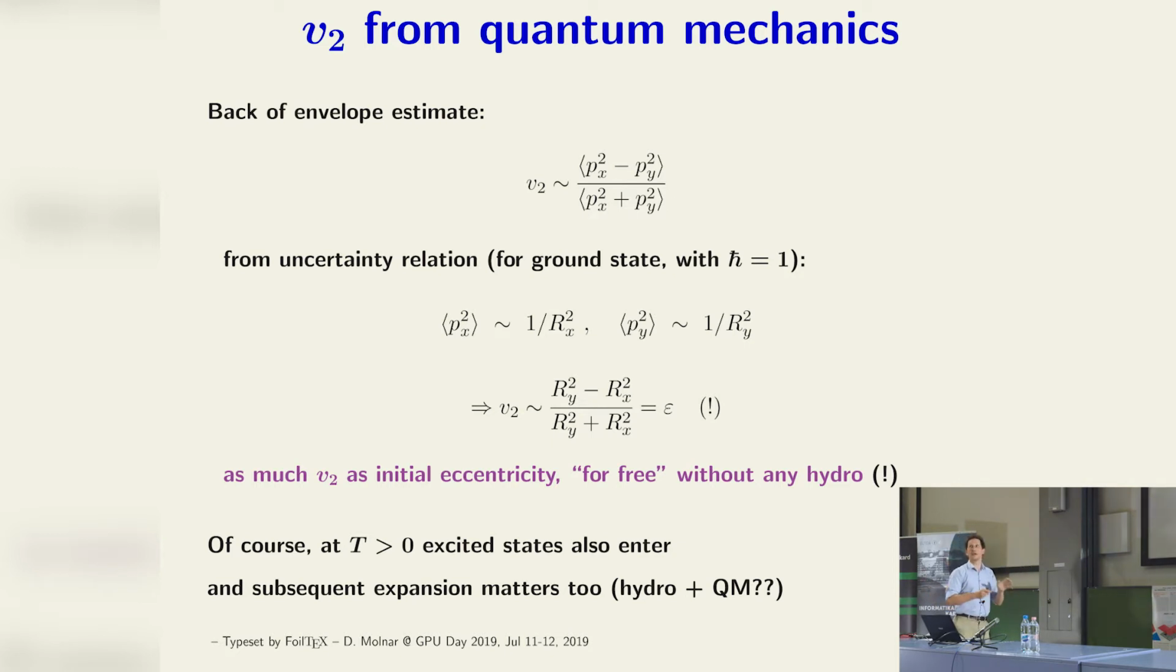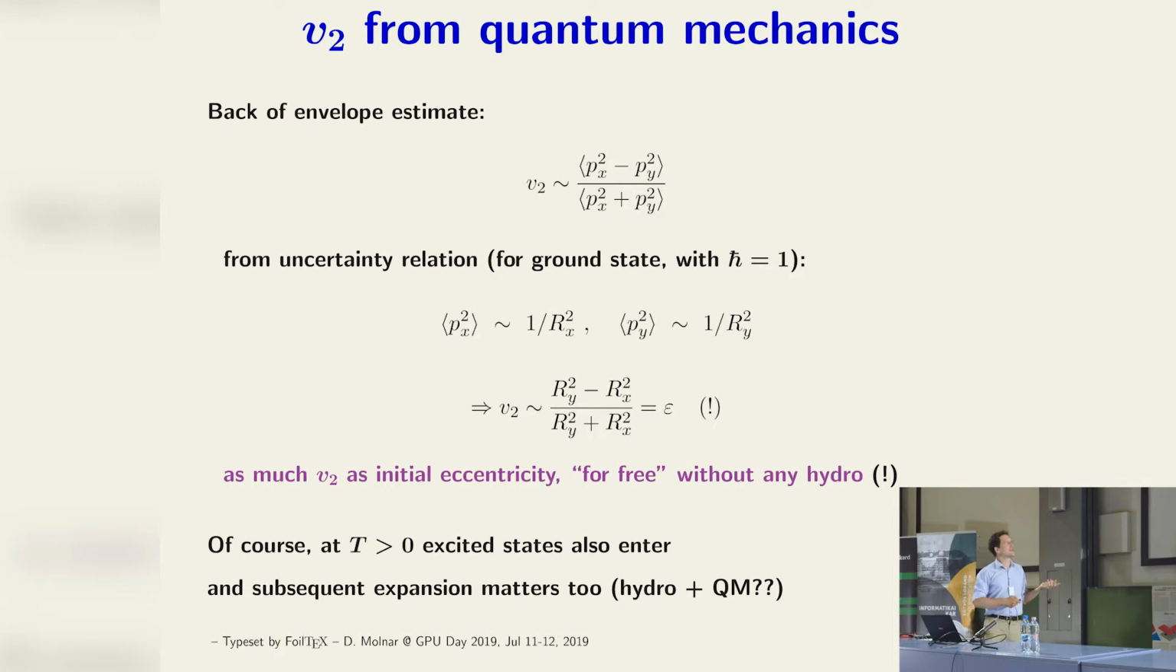This would suggest a V2 which is bigger than experimentally seen, without any dynamics. There was no hydrodynamics, purely quantum effect, wave effect. Now, of course, this is if the ground state plays a role. We are at high temperature fluid, so excited states also enter, life becomes more complicated, and also there should be expansion dynamics which affects this.